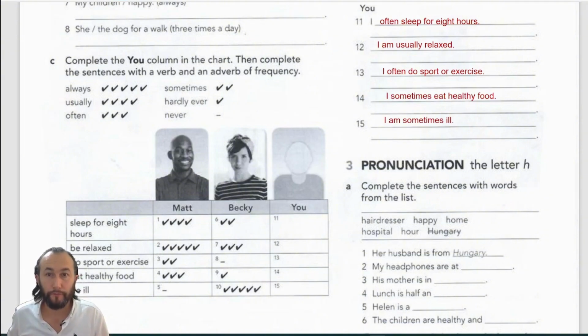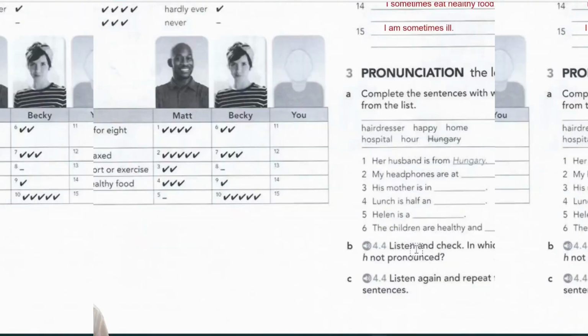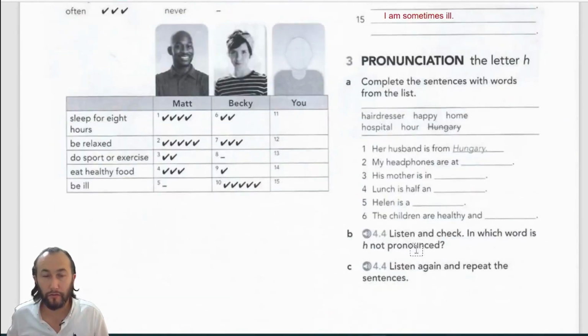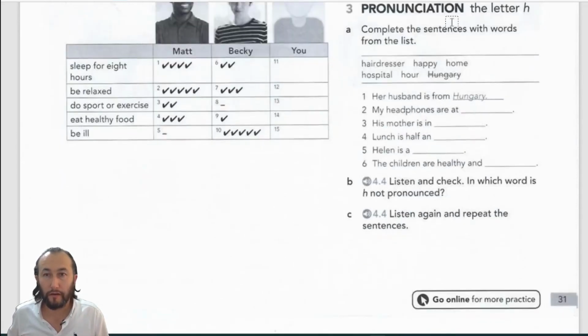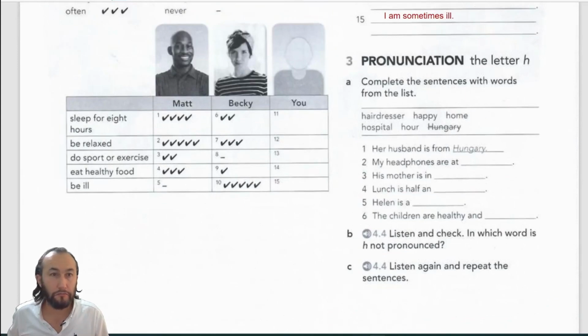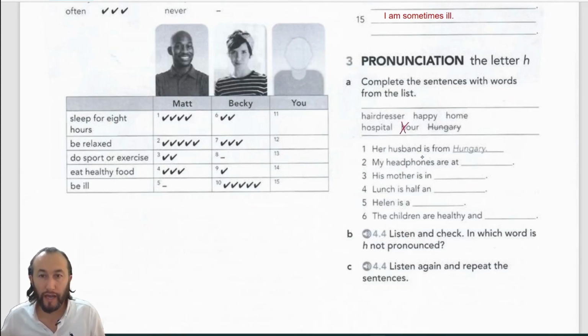Now we're moving to exercise 3, which is pronunciation. A is asking us to complete the sentence with words from the list. That's about the letter H. So the first one is hairdresser, second one is happy, home, hospital, hour. H is silent here, guys, in hour. And Hungary, the country. So her husband is from Hungary. My headphones are at home.